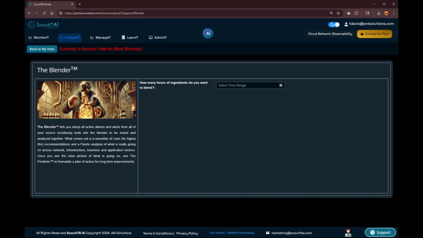The Blender helps with this because it has the ability to look across all of the domains of monitoring that you're bringing in. Let's just pretend for a moment that you have application alarms coming from AppDynamics or New Relic, which are good application monitoring platforms. You have all of that data coming in, maybe their alarms are coming in to ScoutIT.